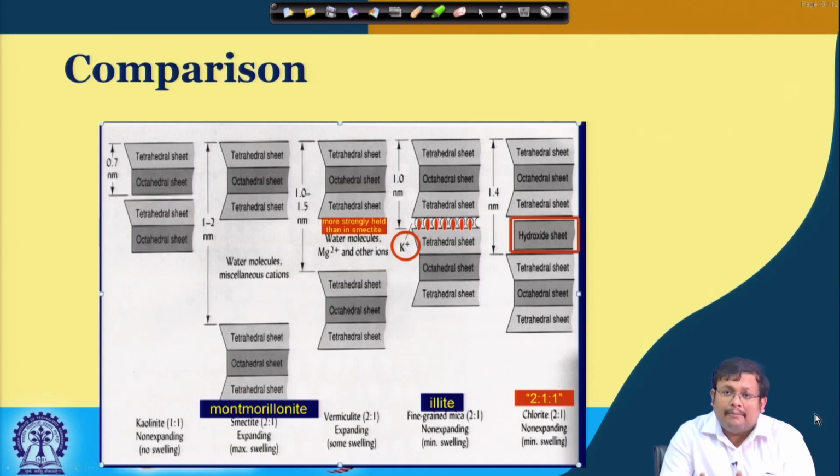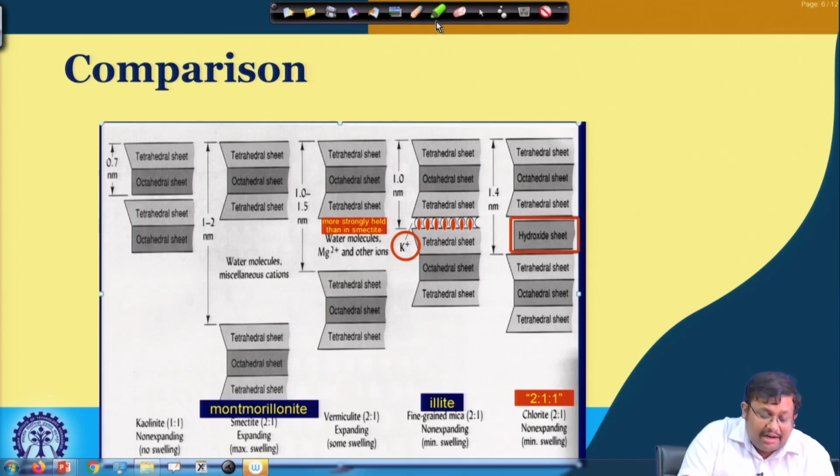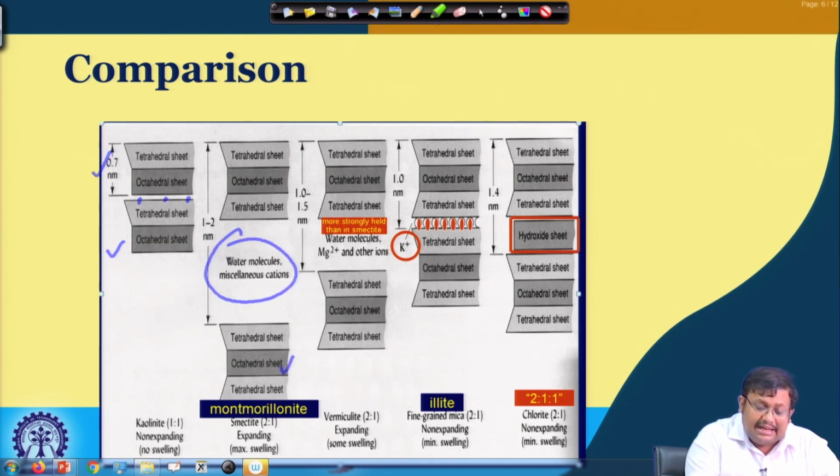If you see a visual comparison between different types of clay minerals, it will be more clear. We start with kaolinite, which is a 1:1 type, non-expanding or non-swelling. The d-axis spacing is lowest, only 0.7 nanometer, because of the presence of strong hydrogen bonding in the interlayer space. It is also a collapsed structure. Then we go to montmorillonite, where there is a huge interlayer space and the isomorphous substitution occurs in the octahedral sheet, and the interlayer space is occupied by water molecules and miscellaneous cations. The d-axis spacing is highest, 1 to 2 nanometer.